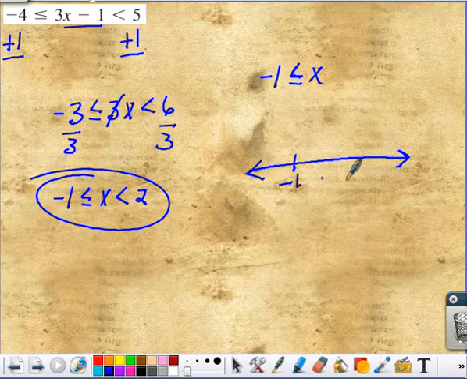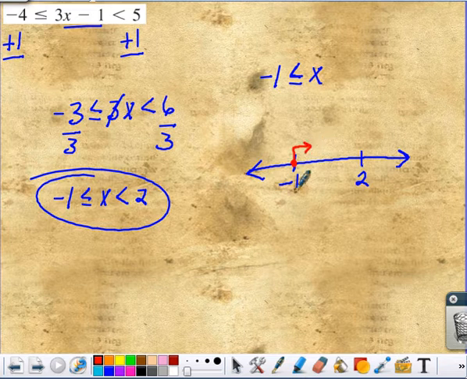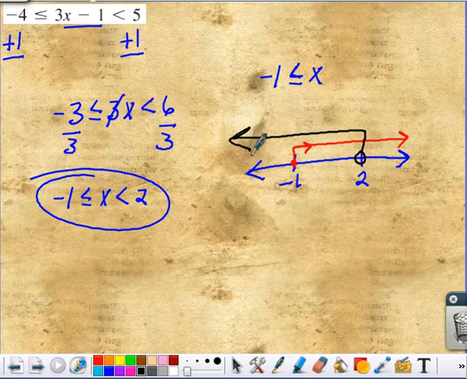Here's negative 1, here's 2. X is bigger than negative 1, and also, well, if you want to keep drawing, that's all the things bigger than negative 1, and also x is smaller than 2. There's all things smaller than 2. It's an AND statement, so you're looking for the intersection. The intersection is the middle.